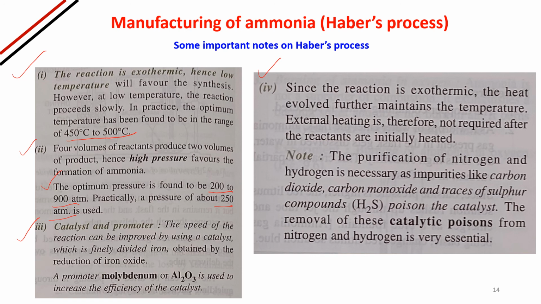The purification of nitrogen and hydrogen is very necessary because impurities like carbon dioxide, carbon monoxide and traces of sulfur like H2S poison the catalyst. So the removal of these catalytic poisons from nitrogen and hydrogen is very essential.